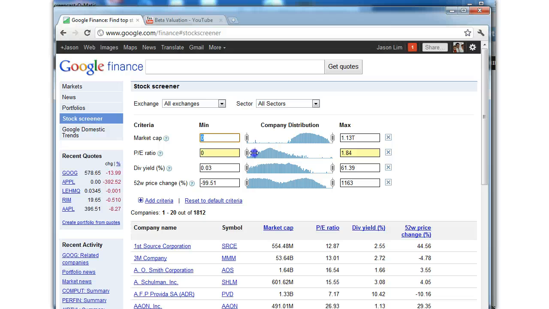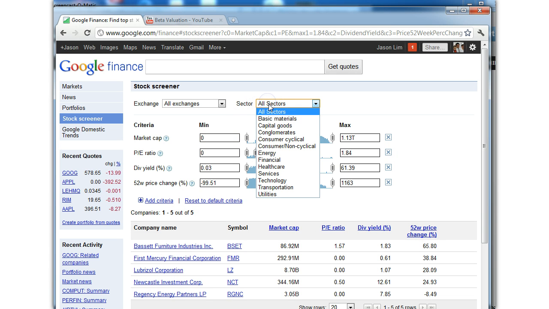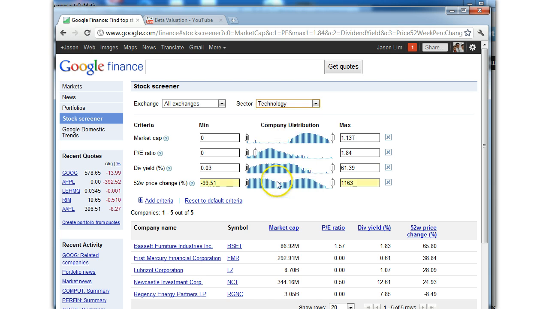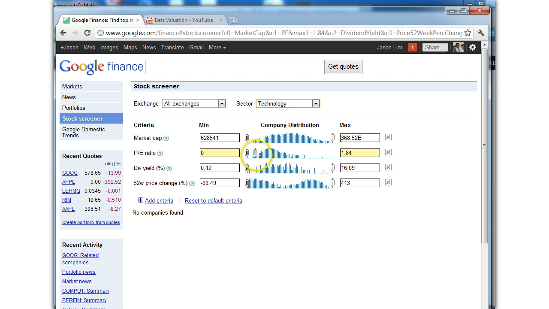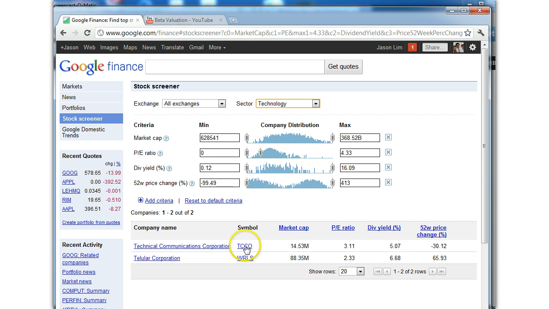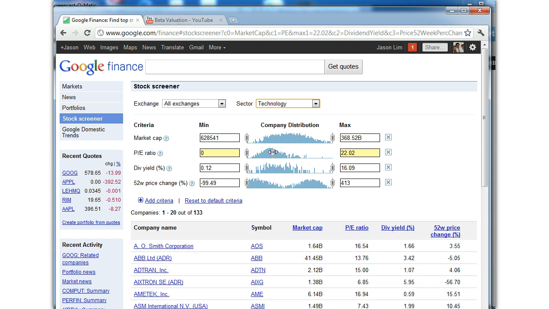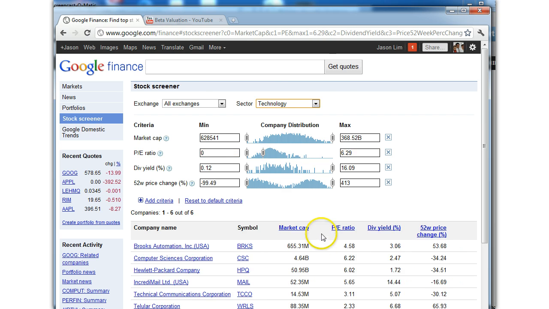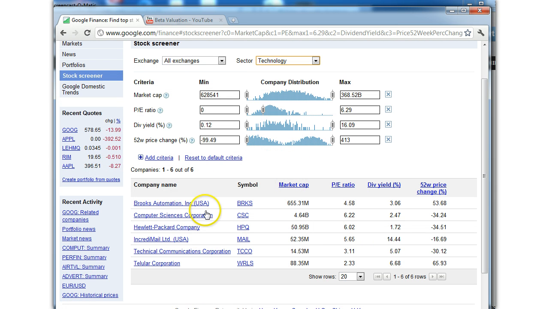PE ratios of... or perhaps we will just use a particular sector since this is more meaningful. This is technology again, right? So from 0 to 1.84, and oh, no companies found, so let's increase this. So we get the following companies where you have a lesser PE ratio, and as you increase this, you get higher PE ratio. So these are the companies which have a lesser PE ratio in the technology sector.